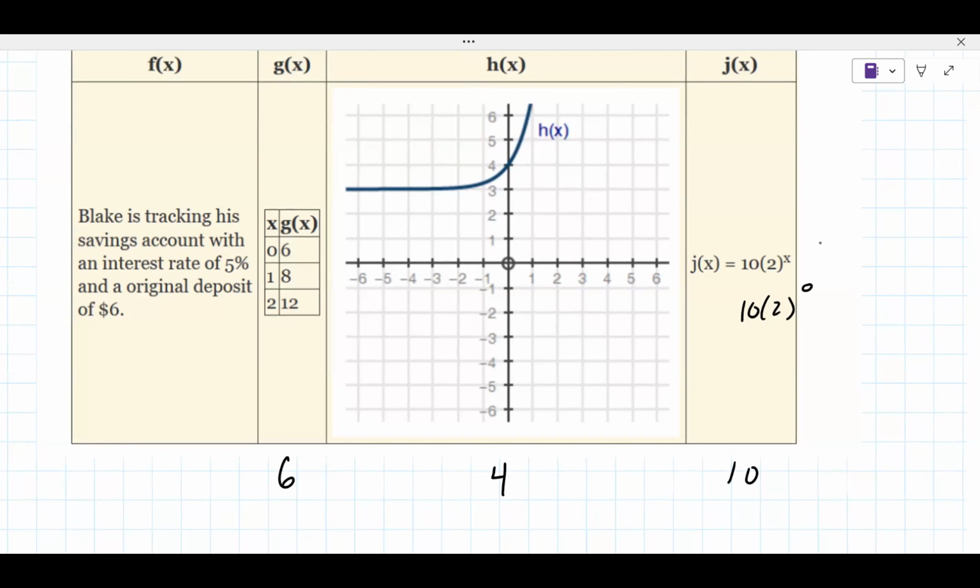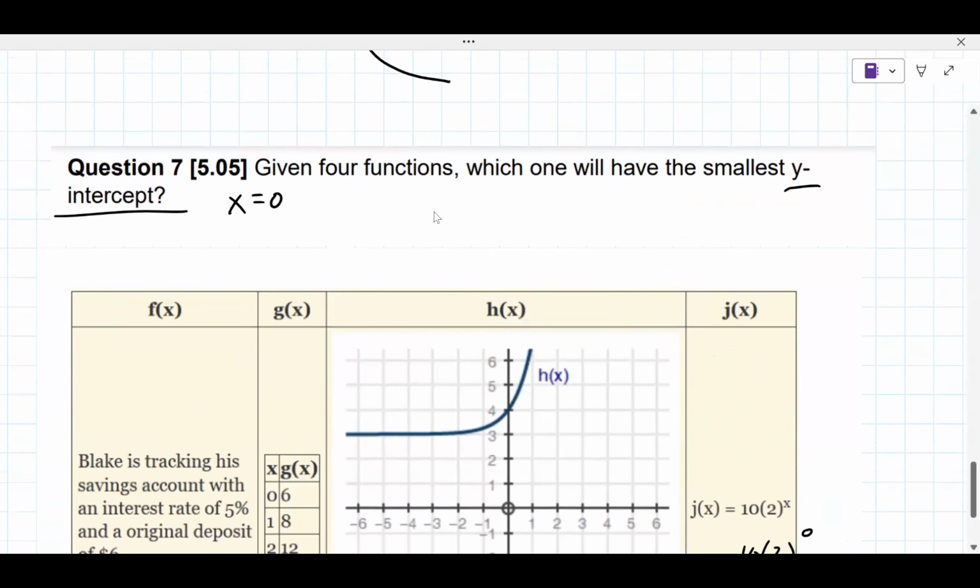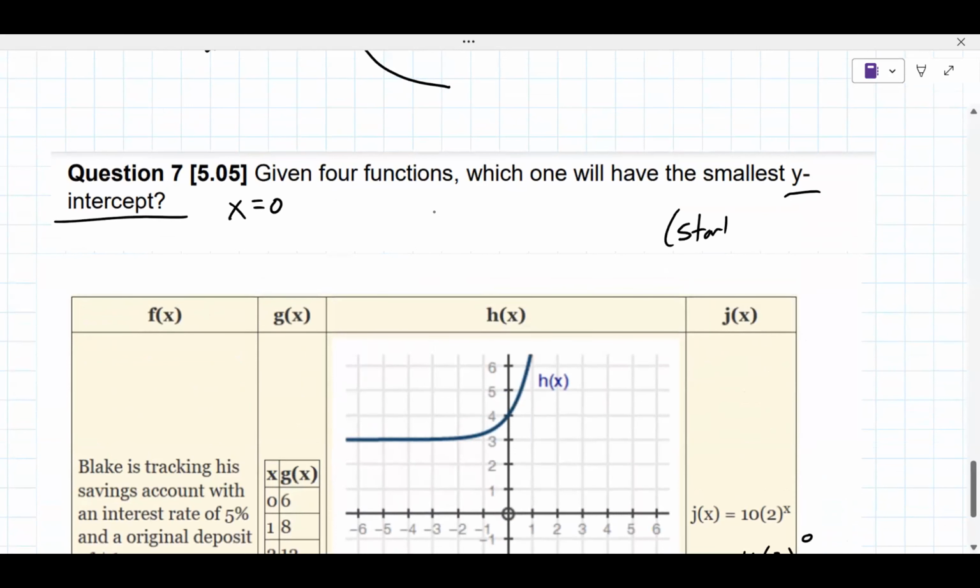Would we do anything else or would that just be it? We have this one more. Blake is tracking his savings account with an interest rate of 5% and an original deposit of $6. So the starting amount is the answer. The starting amount is $6. What does the 5% have to do with it? Nothing. The y-intercept is always the starting amount is the idea here.